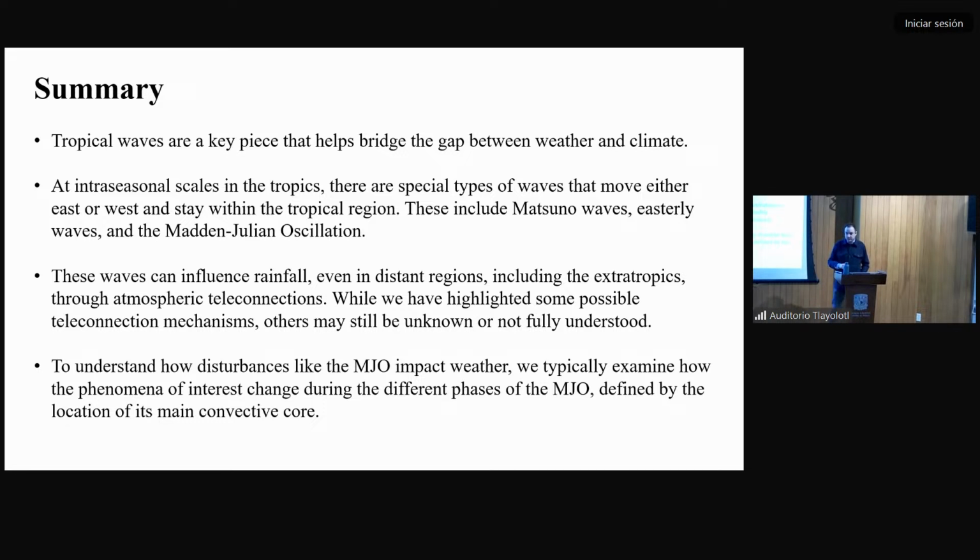For the Madden-Julian oscillation, it's very easy to define phases. For the other waves, it's slightly more difficult, but it's also possible. For example, that's part of Lisette's PhD thesis. It's a starting point to do analysis associated with tropical waves with a phenomenon like precipitation or extreme precipitation or any variable that you want to study.